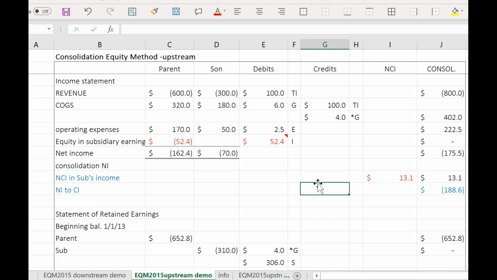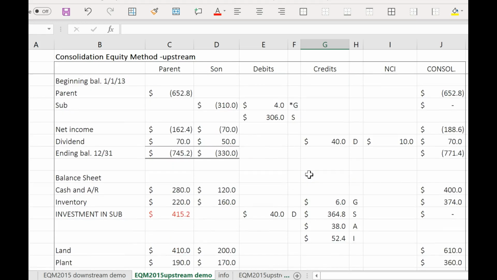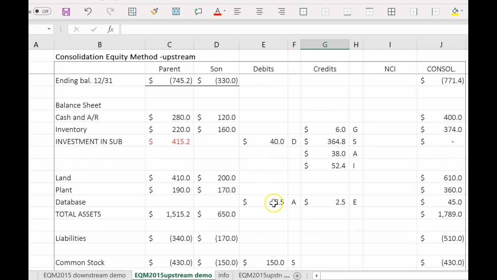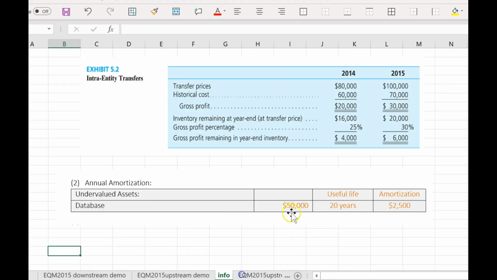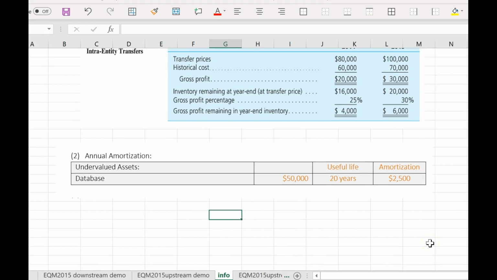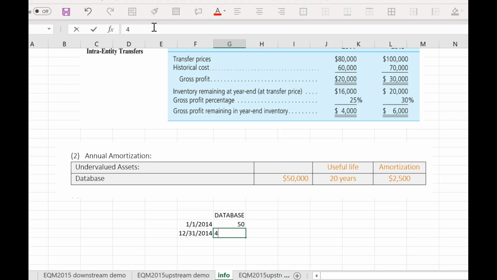Okay. All right. I just want to check with you the intuition behind the database consolidation. You can see A entry and E entry work together. If I'm looking at the database in the information section, you will see the database on 1/1/2014 has a 50,000 remaining value, right? After 1 year, it would become 47.5 because it is 50 minus 2.5. December 31st, 2015, it will be 45, right? Every year it decreases by 2.5 thousand.